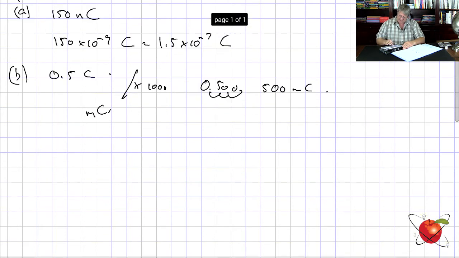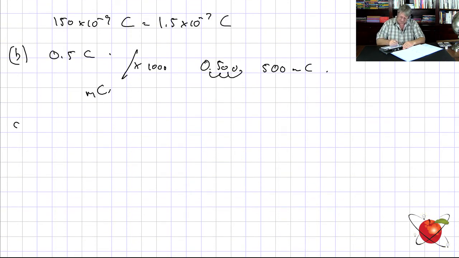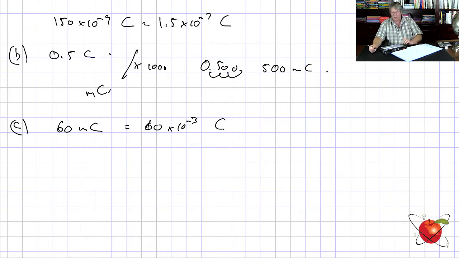Okay, let's have a look at C. C is 60 millicoulombs. Let's have a look here. Yep, 60 millicoulombs is 60 times 10 to the minus 3 coulombs, isn't it? Now, where do they want us to be? So we just have a look. They want us to be in nanocoulombs.